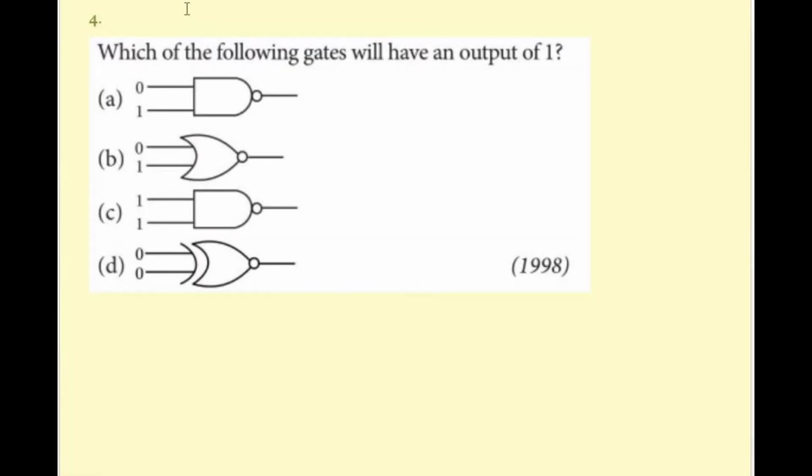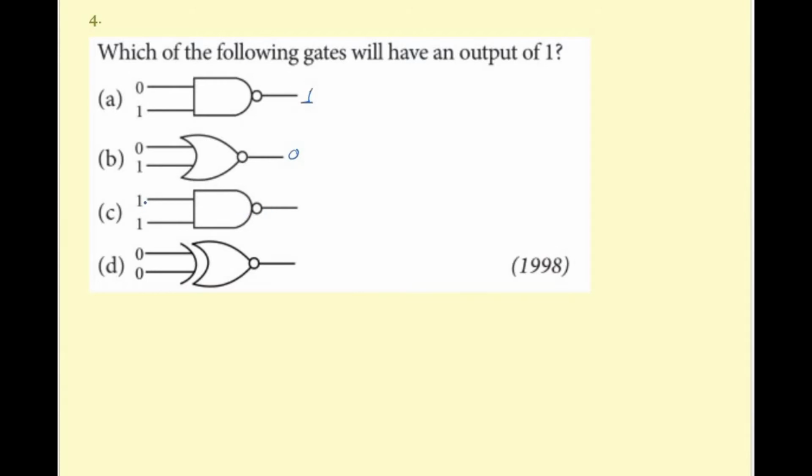In this question we have to find which has the output 1. So what we have to do is just simple calculations. 0 and 1, it is an AND gate, so here it will be 0. This will be 1, and this is the NOR gate, so it will be 0, it will be 1 and it will be 0.